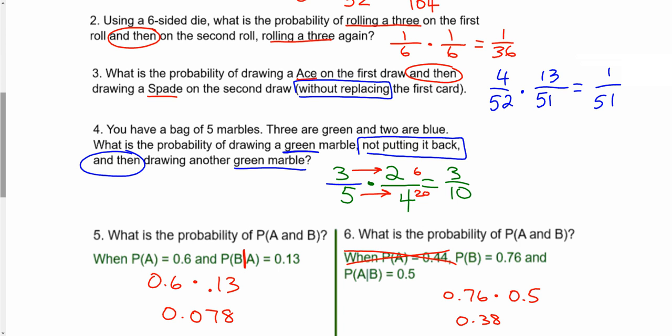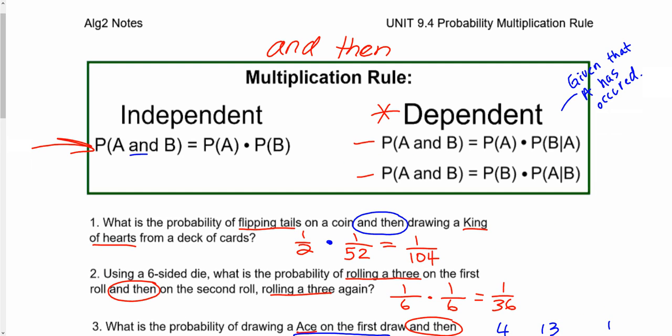So we go up here, we do our little inventory. What did they give us? They gave us the probability of A. They gave us the probability of B given that A has occurred. And then they gave us this one right here. So looking at each formula, this is the only one that has both numbers in it. So that's the one we have to use.